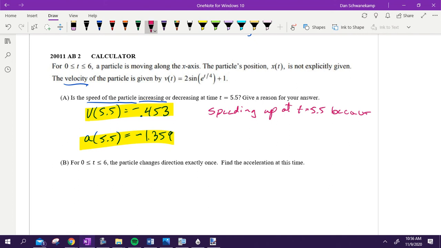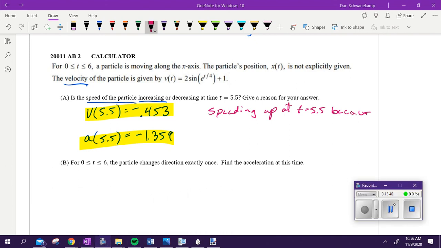I've not gotten a new pen yet. I borrowed this one from somebody.